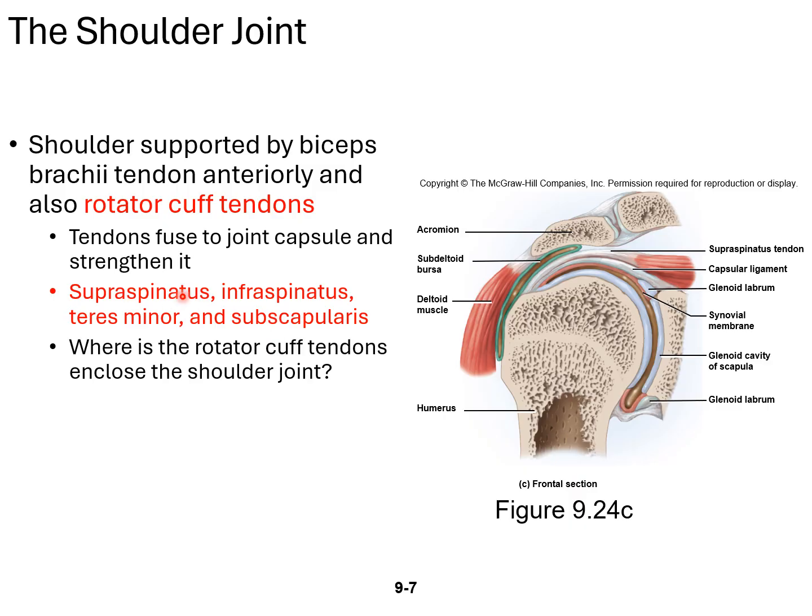But the supraspinatus, infraspinatus, teres minor, subscapularis, the rotator cuff, all of them are going to insert at the head of the humerus. So the real reason why we have the rotator cuff muscles is because they're the ones providing all of the structural support for keeping the head of the humerus in the glenoid cavity. And where do the rotator cuff tendons enclose the shoulder joint? Right around the head. You can see the supraspinatus tendon going to the top right there, and then the rest of them are going to be on the sides or around the front or the back. And that's where all of them are going to be located.